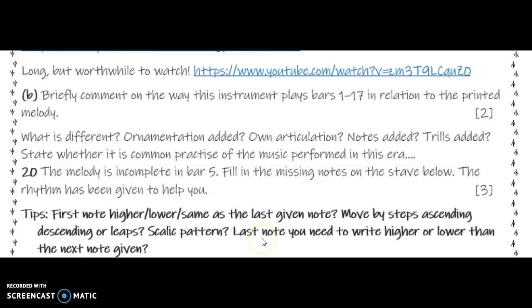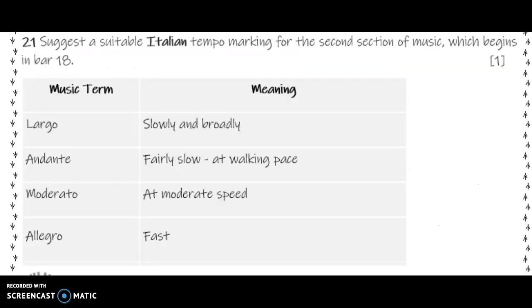And that last note you need to write: is that higher or lower than the next note given? And I'm sure that you could all hear that new tempo. Largo, slowly, broadly. That was the first tempo, so it's not that one. Andante, at a walking pace, I think that is not that one. Moderato, at a moderate pace, I think that was faster than we heard.